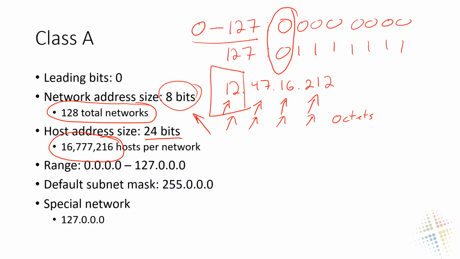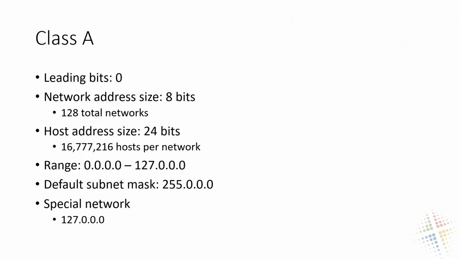All right, so I can only have 128 networks out there that are Class A's. Those Class A's have 16 million, almost 17 million usable addresses inside of that network. Great. Along with that, here's my range: 0.0.0.0 through 127.0.0.0, and then it defines a default subnet mask of 255.0.0.0.